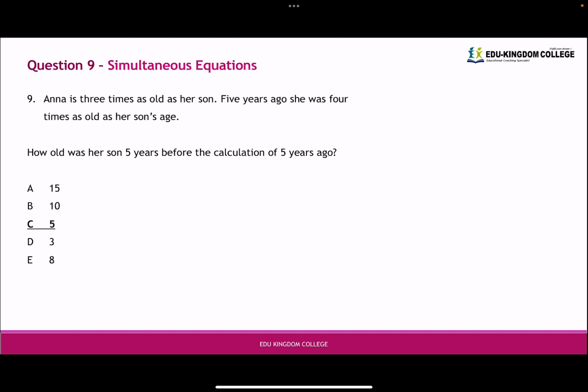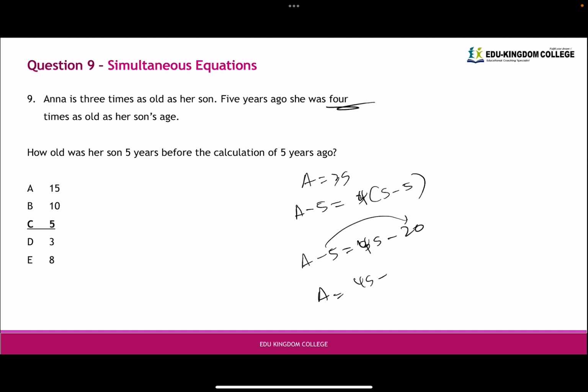Now, question 9. Anna is 3 times as old as her son, so A equals 3S. But 5 years ago, she was 4 times as old as her son. So A minus 5 equals 4 times S minus 5, that's 5 years ago for both of them. So A minus 5 equals 4S minus 20, because it was 4 times as old. And A equals 4S minus, move the minus 5 over, it becomes plus, so minus 15. So 4S minus 15. These A's are equal, so 3S equals 4S minus 15. Move this over and you should get S equals 15.